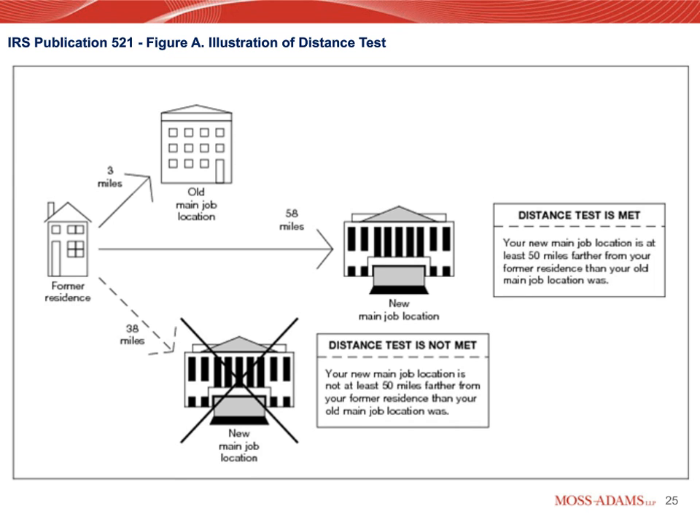50-mile distance test. But at the bottom, if their new main job location from their former residence is only 38 miles, there's not enough of a distance there. They don't meet the 50-mile distance test. So anything you reimburse to them under the moving exception is not going to be tax-free. You're going to have to tax them on everything you reimburse if that distance test is not met.